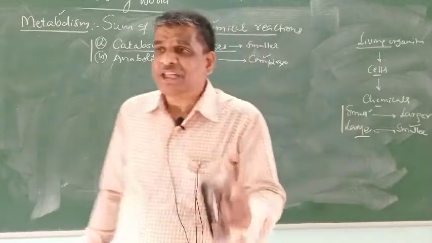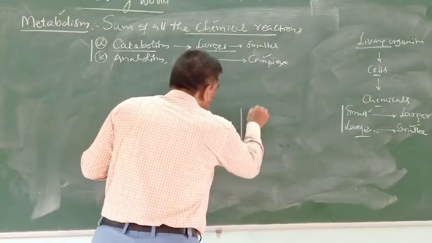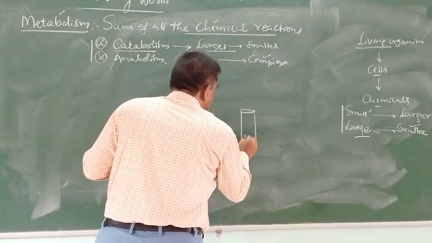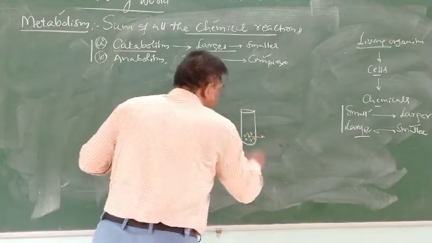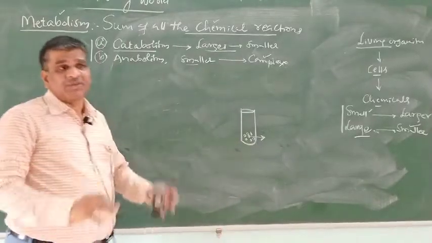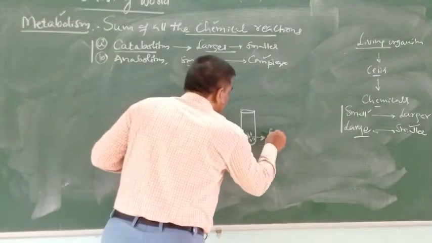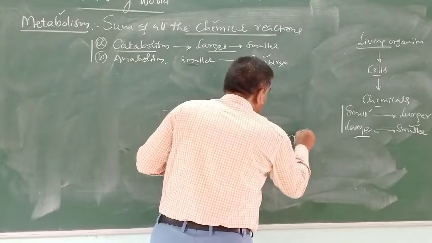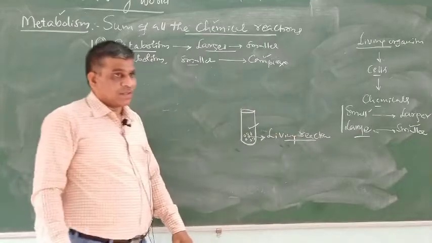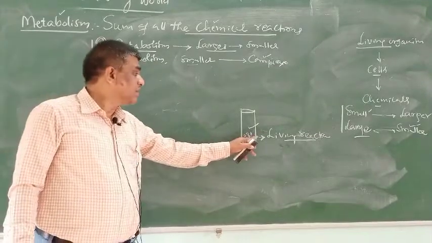But whatever chemical reactions take place, such chemical reactions we can explain outside, in a test tube. You can take a test tube and put some chemical substances which are there in the bodies of living organisms, and you can show a reaction. The reaction that takes place in the test tube is almost similar to the reaction which takes place in the living system. Surely it is a living reaction, but this cannot be considered as a living system. Though it is a living reaction, it cannot be considered as a living individual or living organism, because the reaction is a single one.